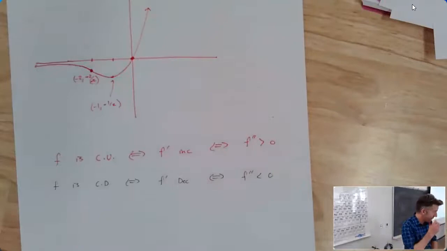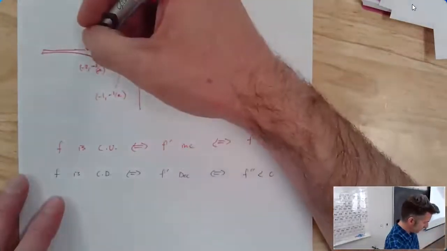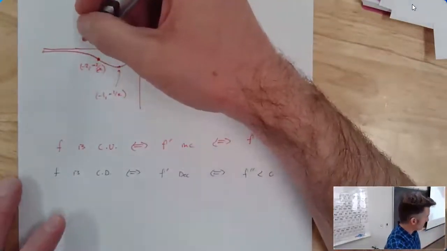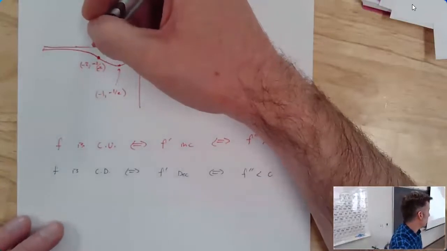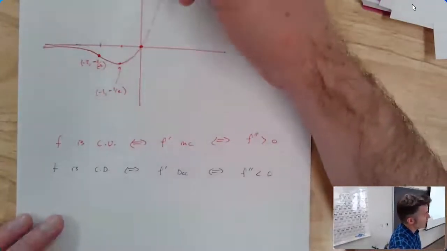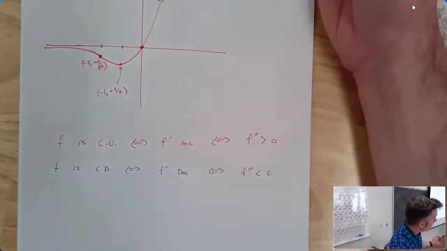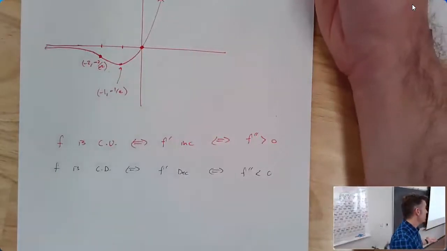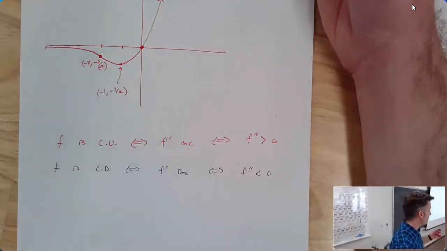So that's where we get our inflection point, where you have your derivative being either as negative as it can be or as positive as it can be. In other words, where the derivative has a maximum or a minimum, where the second derivative is zero. The derivative of the derivative is zero.